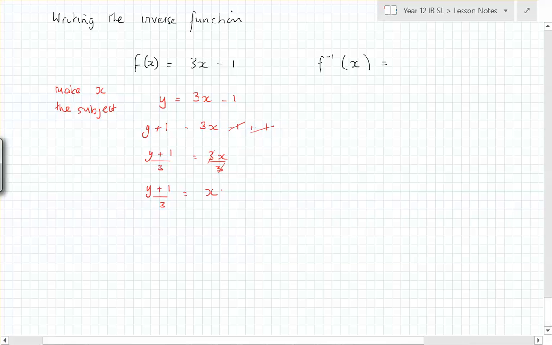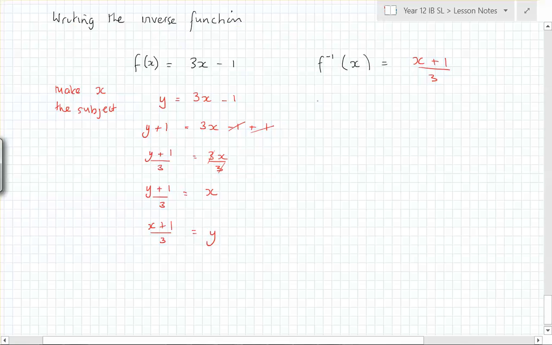Now, the inverse function, basically, once you've made x the subject, you swap the x and the y. So we actually write x plus 1 over 3 equals y, and then the inverse function is x plus 1 over 3. So that is the inverse function.